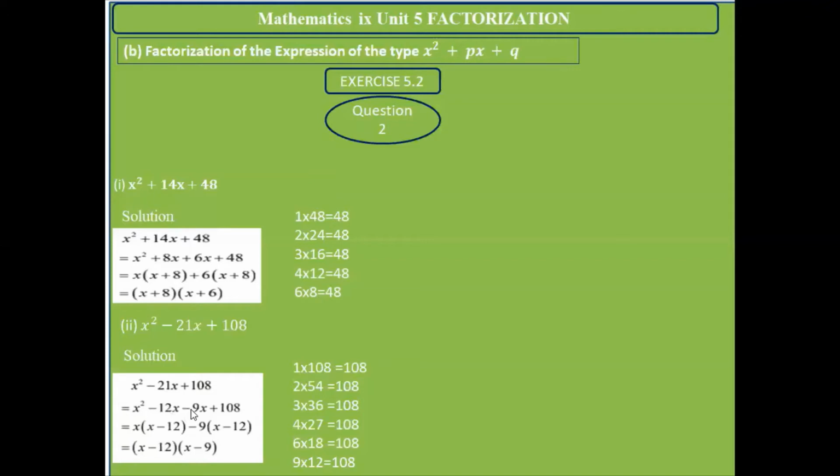So these are two factors. So the midterm can be broken as minus 12x minus 9x. So here from the first two terms we can take x as a common, so we are left with x minus 12. Here in the last two terms we can take minus 9 as a common, and we have x minus 12. So these two terms are equal, so we are going in the right direction. So when we take common x minus 12, we are left with x minus 9, so that is the required factorization of this.